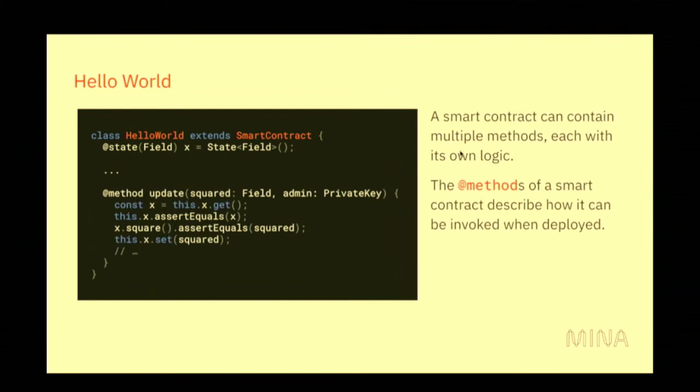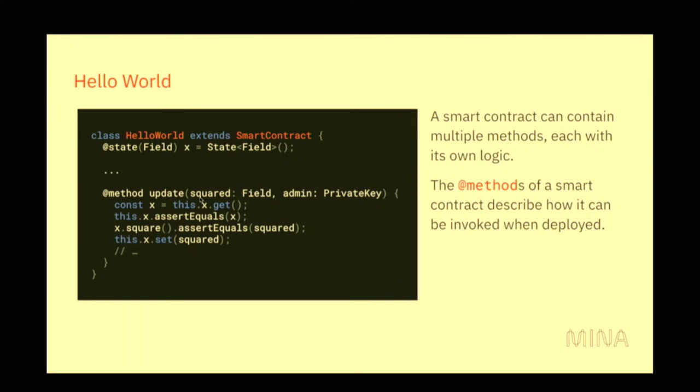So inside of the smart contract, underneath our state declarations and our deploy method, we have methods that users can call. We specify these using this method decorator. The method decorator basically says, hey, this is something that users are going to call. And when they do call it, you need to remember what you're doing, and then you need to prove that you did it correctly.